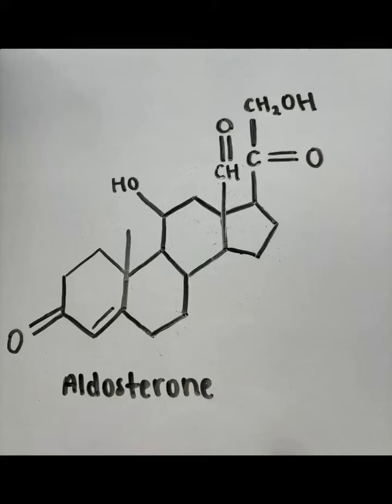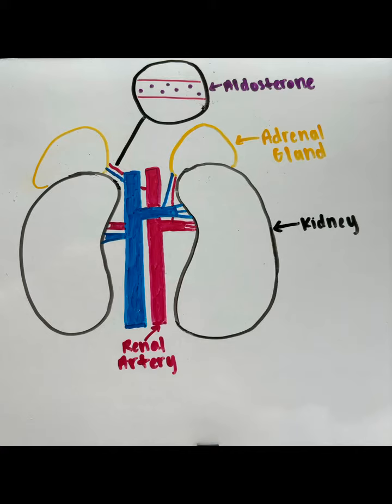Aldosterone is a steroid hormone that is secreted by the adrenal glands. It's nonpolar and hydrophobic. This is significant because it can enter the cell through diffusion, thus utilizing intracellular receptors.